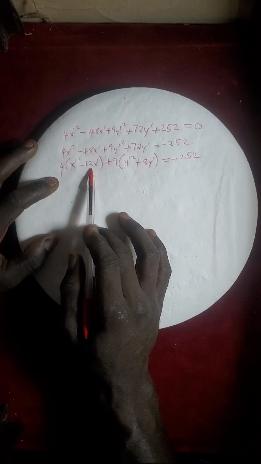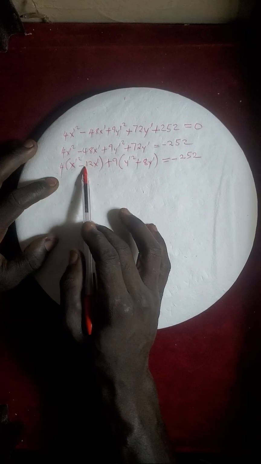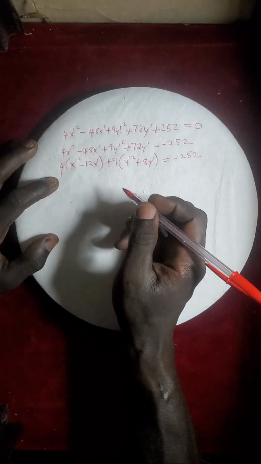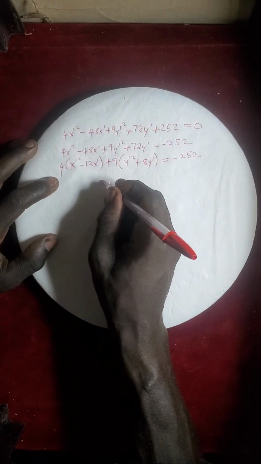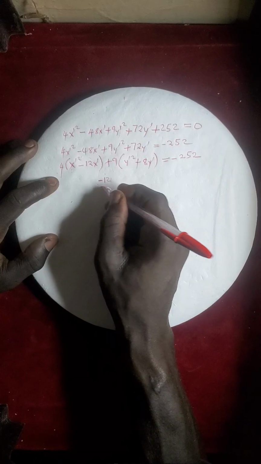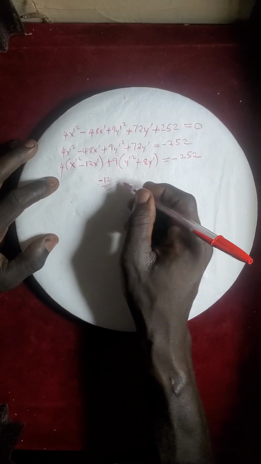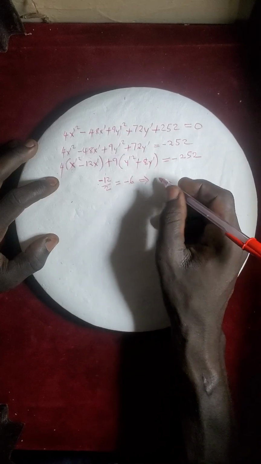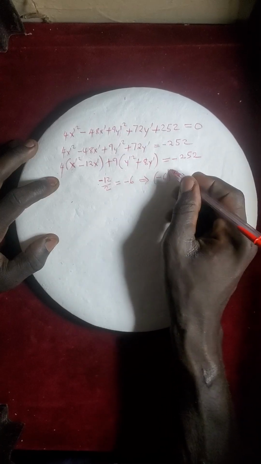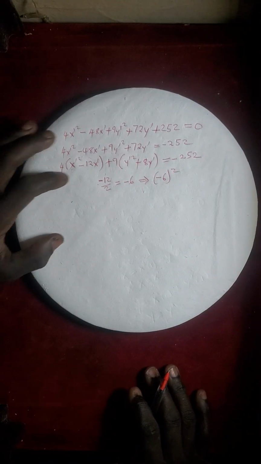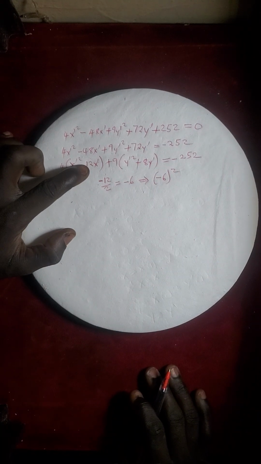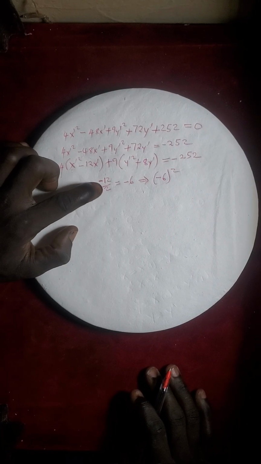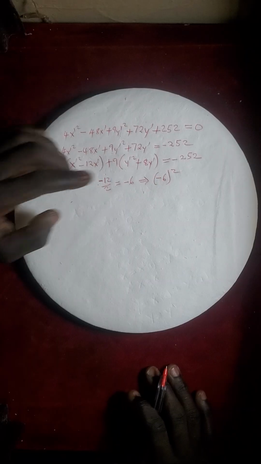So now, this is what we do. We target the number which is attached to the x which is not squared. What number is here? 12. So we have -12. Divide it by 2. We're going to get -6. And then square that number. That's what I've done there. I've targeted the number attached to x which is not squared, divided by 2, and thereafter squared it.